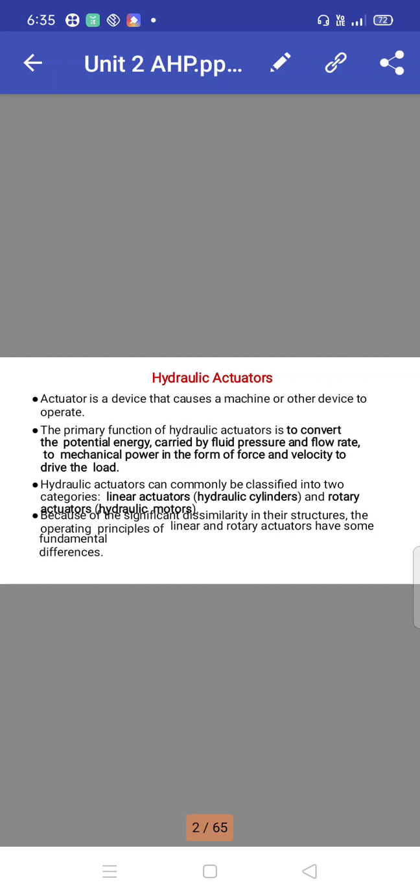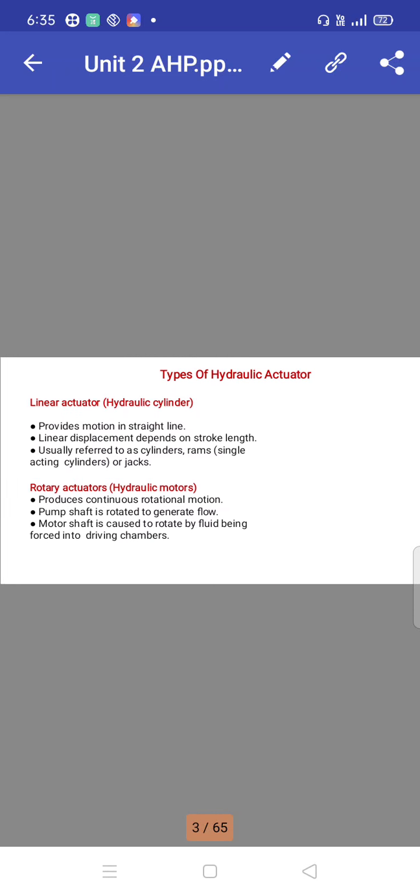Hydraulic actuators commonly used are classified into two categories: linear, the hydraulic cylinders, or rotary actuators, hydraulic motors. Because of the significant similarity in their structure, the operating principle of linear and rotary actuators has no fundamental differences. So, types of hydraulic actuators. First one, linear actuator, hydraulic cylinder, provides motion in a straight line. Linear displacement depends on stroke length, usually referred to as cylinders, rams, single acting cylinders or jacks.